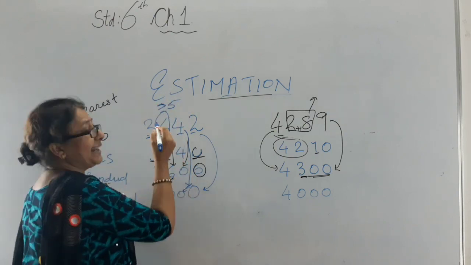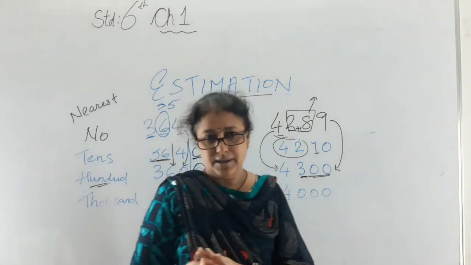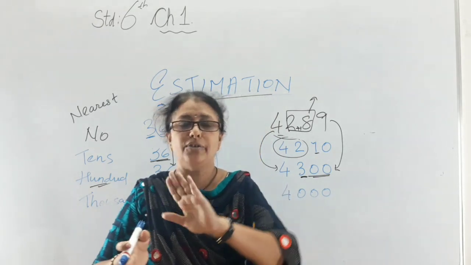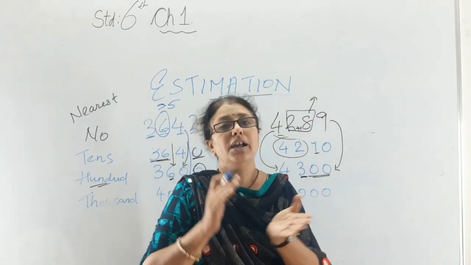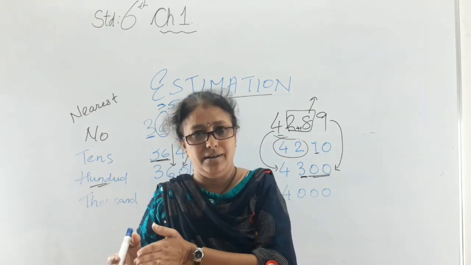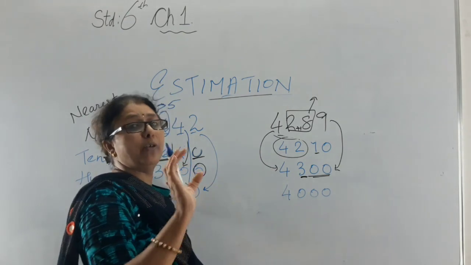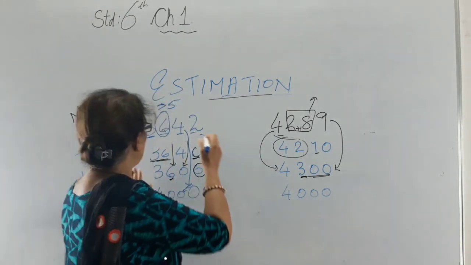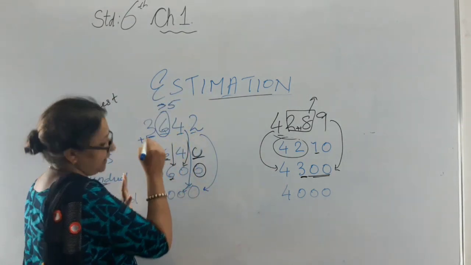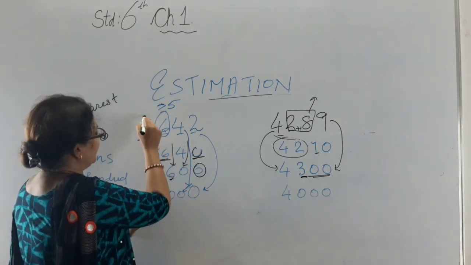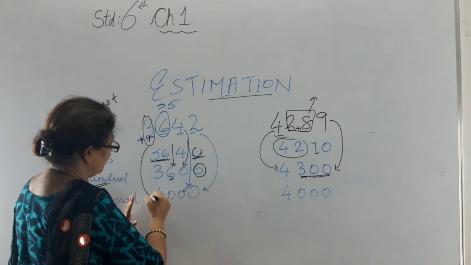So automatically, as per the rules, if the last digit is between 1 to 4, it will take the same number. If it is between 6 to 9, it will take the next number. And 5 means we have to add in the next number. So 6 means we will be adding 1 to 3. That is, we will add 1 to 3 and it will get converted into 4.